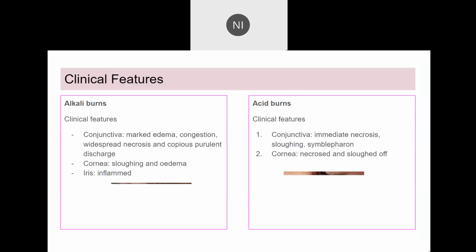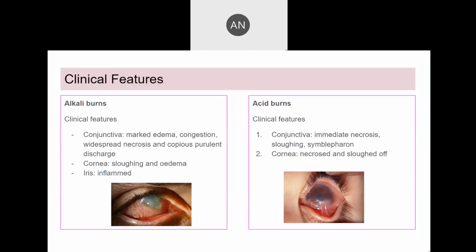Next is the clinical features of the acute alkali burn. The conjunctiva will show edema, congestion, widespread necrosis, and purulent discharge. For the cornea, there will be swelling, and the iris will be inflamed. For the acid burns, the conjunctiva will show chemosis, pain, and symblepharon formation.